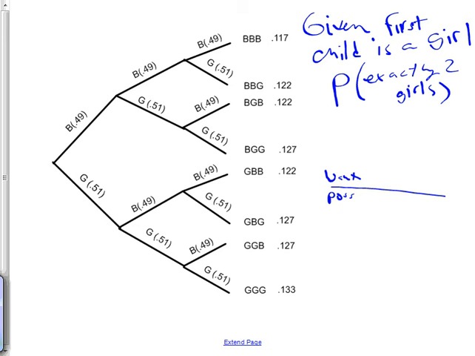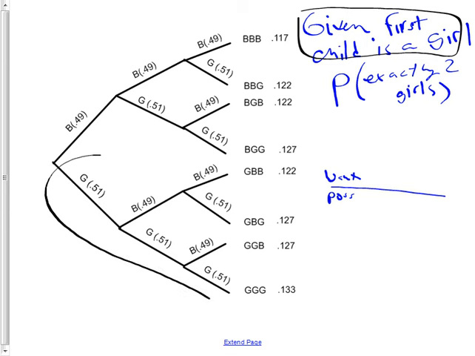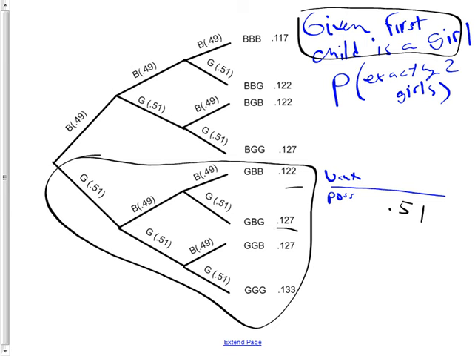Okay, so here's how you do it. What is possible is only if the first child is a girl, and so therefore it's this part of the chart, and therefore the things that are possible, 0.51. You could add up this plus this plus this plus this. Then what I want is to have exactly 2 girls. That's this one and that one. This one doesn't count because it's got too many girls. It's only supposed to have 2.